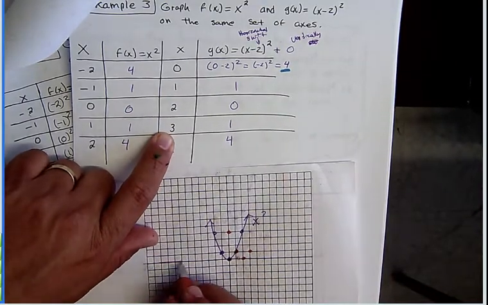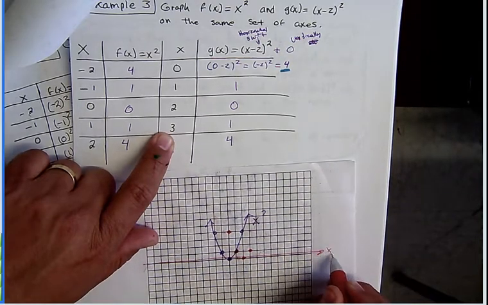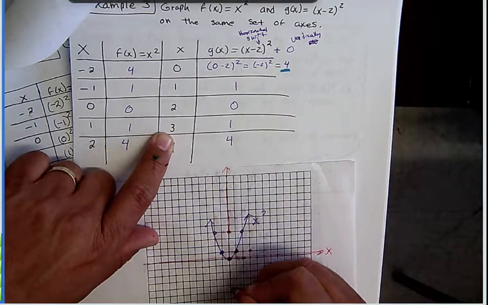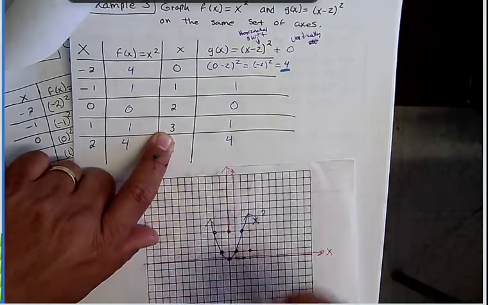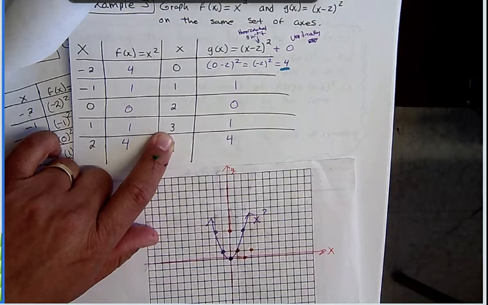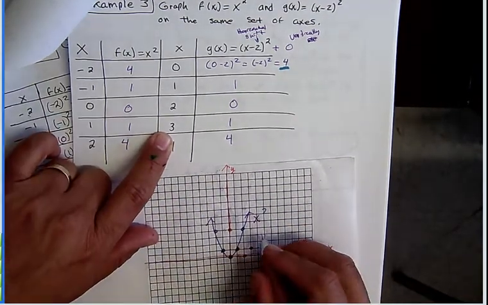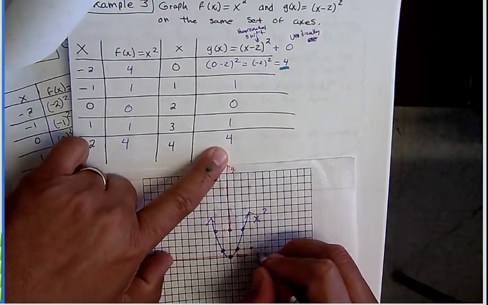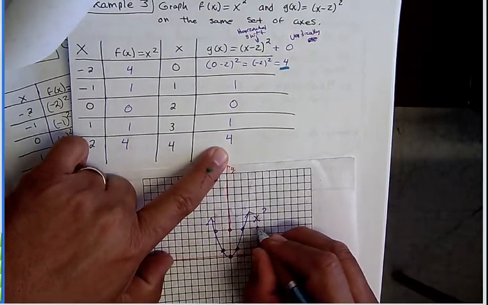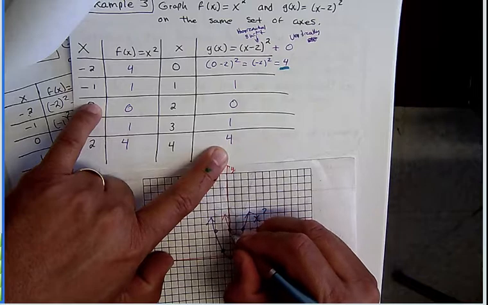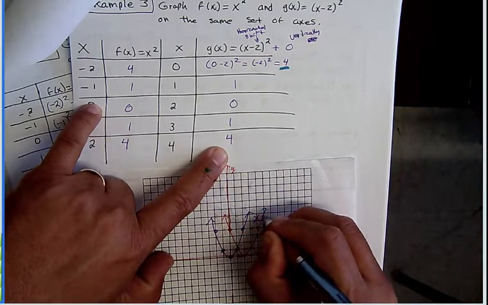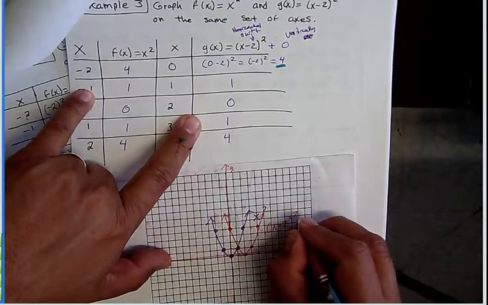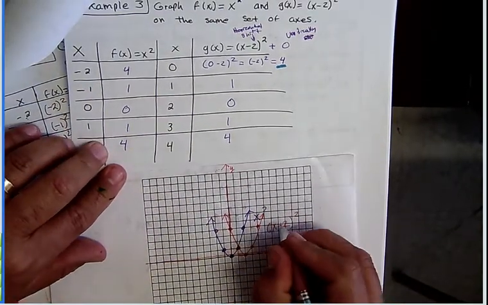So remember, this is the x-axis. This is the y-axis. Okay, and then 1, 2, 3, 4, 4. 1, 2, 3, 4, right there. So this is the other graph. This is the x minus 2 squared. This one, the red one.